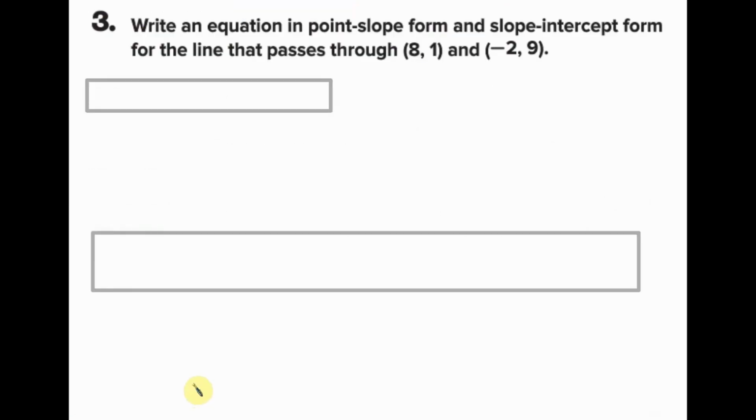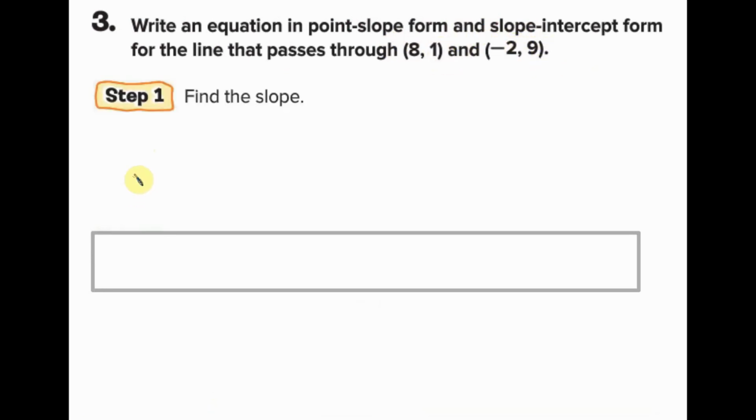Moving on with number 3, write an equation in point-slope form and slope-intercept form for the line that passes through (8, 1) and (negative 2, 9). In this case, both forms require a slope, which you're not given right away. So you're going to find the slope using the slope formula. The slope formula was m is equal to y2 minus y1 over x2 minus x1.